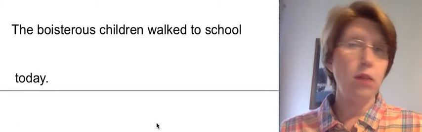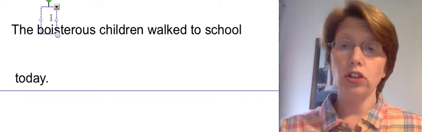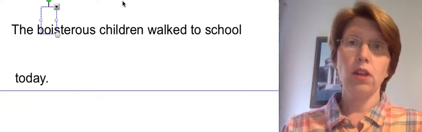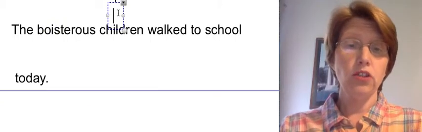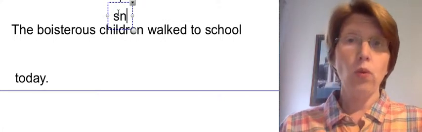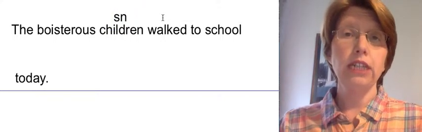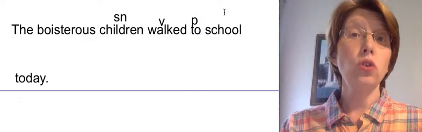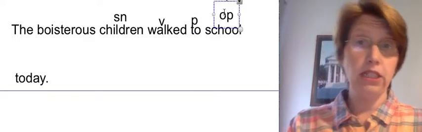Okay, let's look at number 2. The boisterous children walked to school. Who walked to school? Children. Subject, noun. What is being said about children? Children walked, verb. To, preposition. To what? School, object of the preposition.